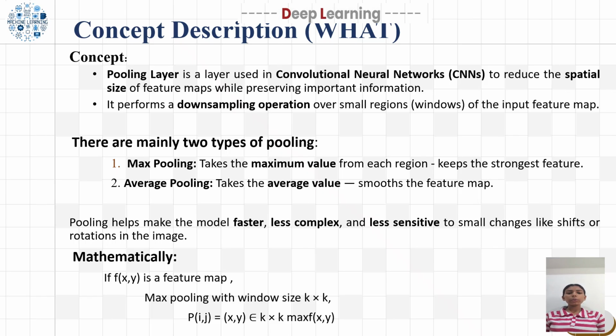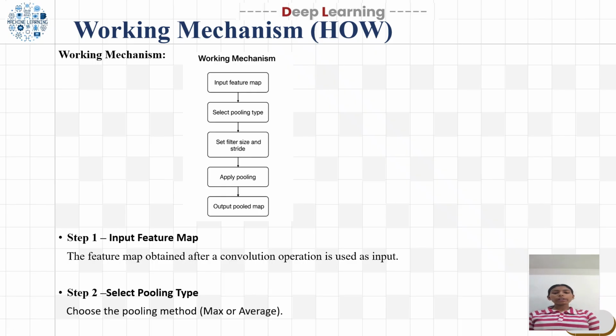There are mainly two types of pooling. The first one is max pooling and the second one is average pooling. Max pooling takes the maximum value from each region and preserves the most important features. Average pooling calculates the average of all the values in the region and provides a smoother representation. So pooling helps make the model faster, less complex, and less sensitive to small changes like shifts and rotations of the image.